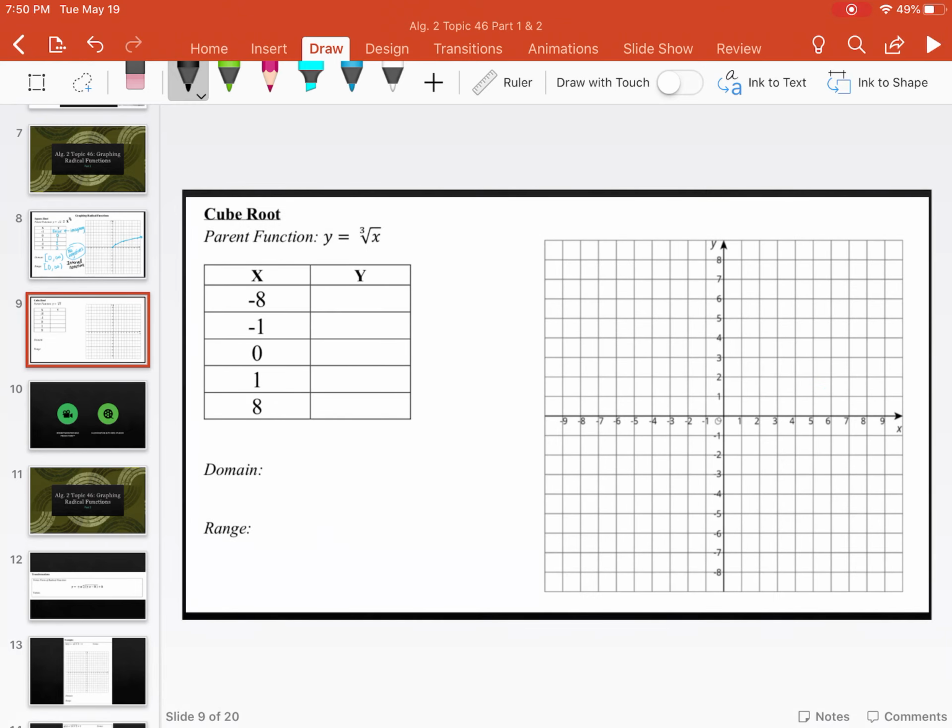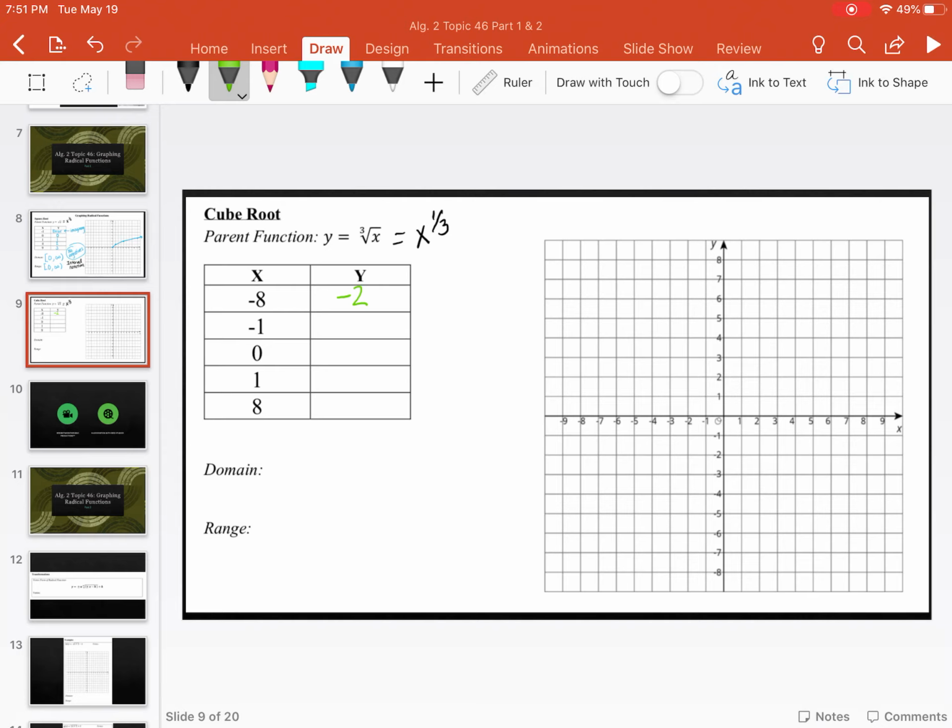Moving on to the cube root, the parent function of cube root is y equals the cube root of x. Again, this can be rewritten as y equals x to the 1/3. Now if we plug in values here, let's try with the first one. What is the cube root of -8? So what number times itself again and again gets us -8? That's -2. And since there's an odd number of negatives, that's why we get -8 as our answer. -2 times -2 times -2.